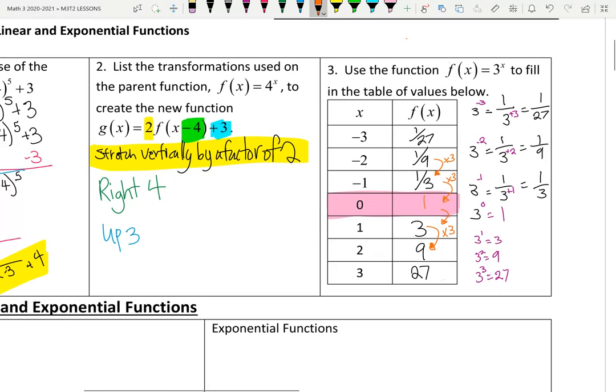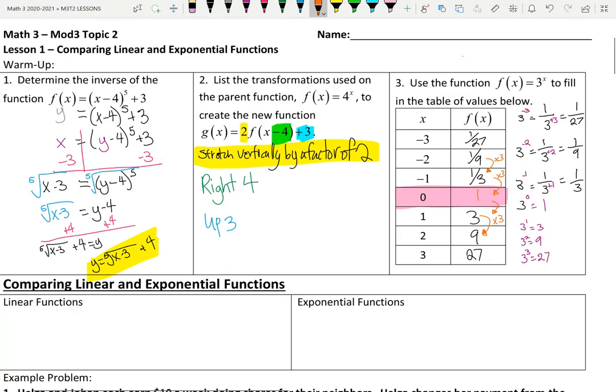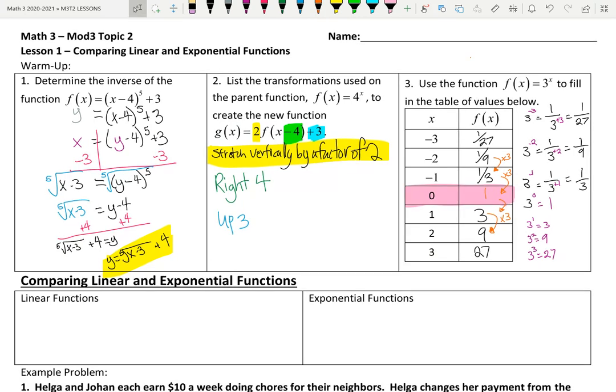All right, so this was our warm-up to complete step 1 of lesson 1. Let's get down to some nitty-gritty details.